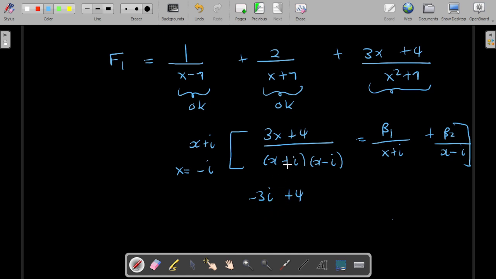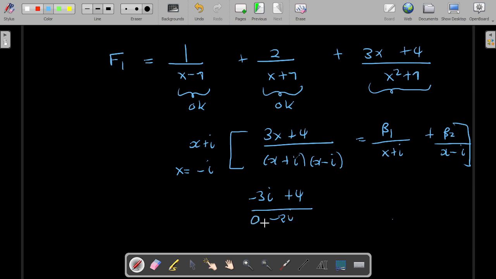Now this is going to cancel with, this is going to simplify with the x plus i that we're going to multiply. So here, x is going to be minus i. So here we should have minus 2i. Now here we are dividing two complex numbers.